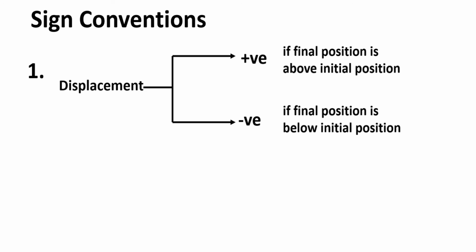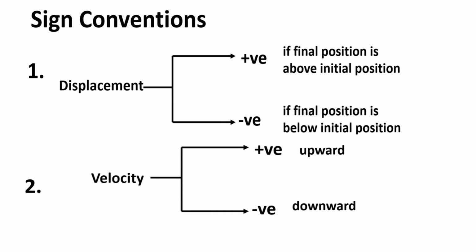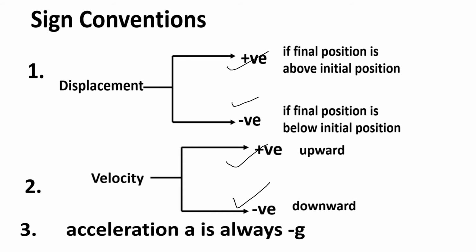Now we will come to sign convention. If the final position is above the initial position, displacement is positive. If the final position is below the initial position, displacement is negative. If velocity is upward it is positive, and if velocity is downward it is negative. And the last point, acceleration is always negative of g, as I told in the previous slide.